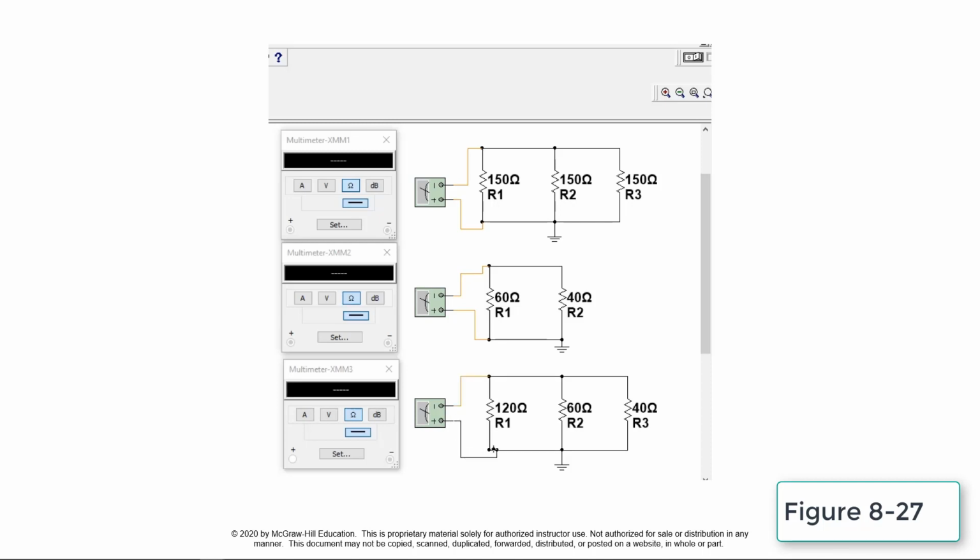The calculated total resistance value is verified by connecting the ohm meter across the circuit, turning on the simulation, and observing the display readings.